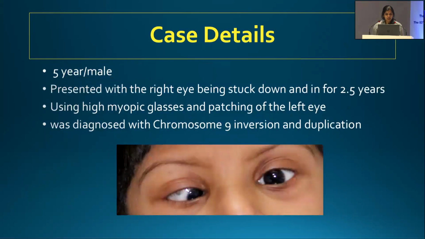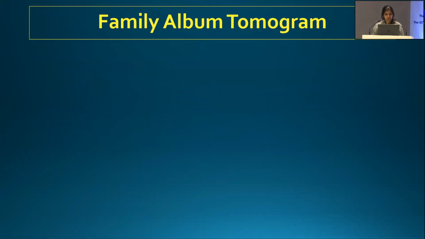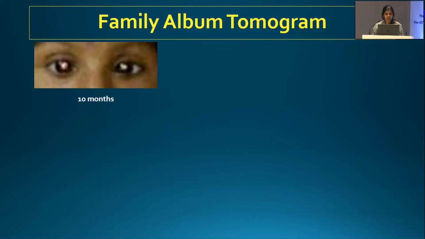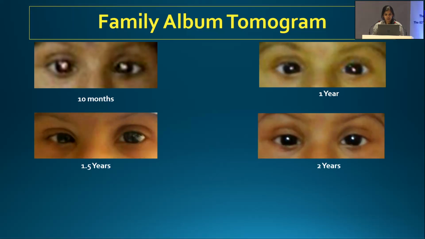I'm taking you through a case of a 5-year-old male who presented with the right eye being stuck down and in for 2.5 years. He is using high myopic glasses and is a diagnosed case of chromosome 9 inversion and duplication with facial dysmorphism and intellectual disability. The family album tomogram showed the progressive esotropia and hypotropia.